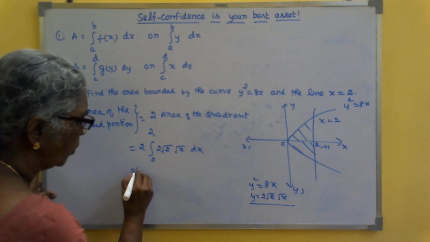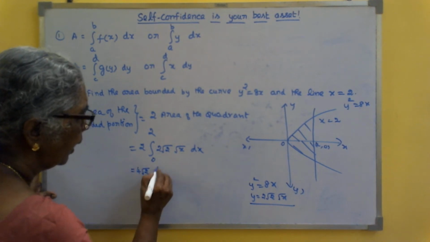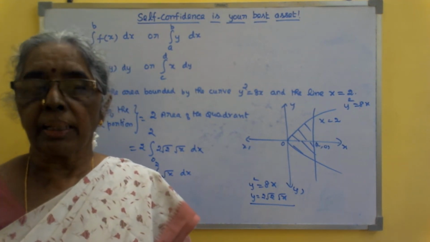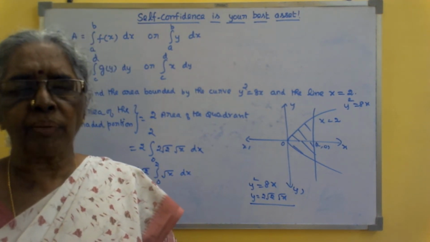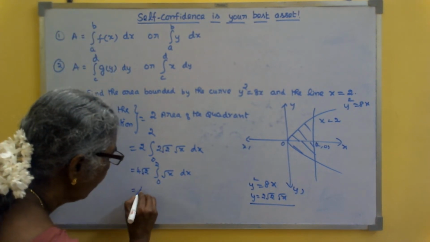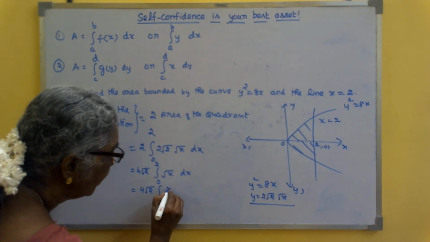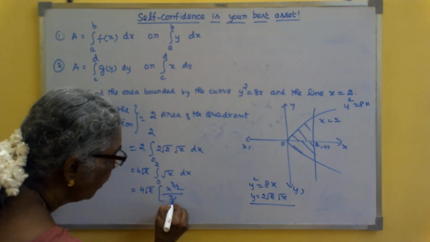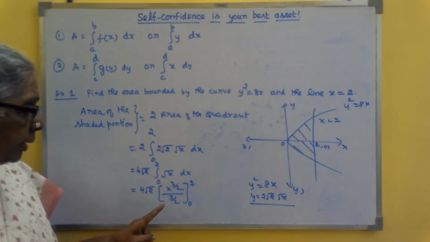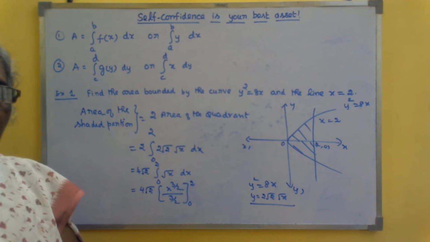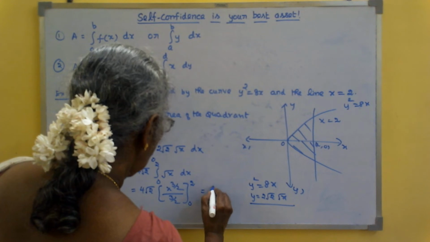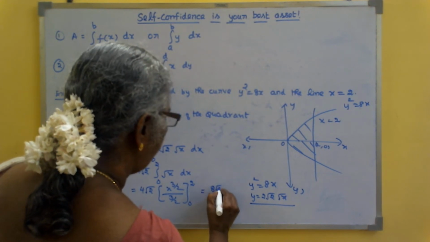Take the constants out. You will get 4 root 2 out. Integral 0 to 2 root x dx. You know root x means what? x power half. When you integrate, you will get x power 3 by 2 by 3 by 2. Okay. So now you will get 4 root 2 times x power 3 by 2 by 3 by 2 within the limits 0 to 2. Right? This 3 by 2 will become 2 by 3. So if you bring that here, you will be getting 8 by 3 root 2.